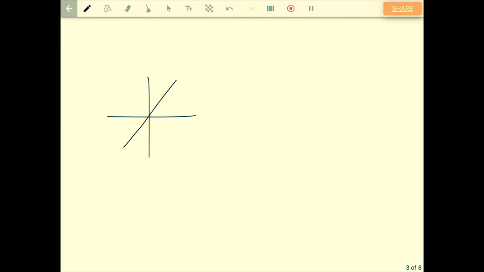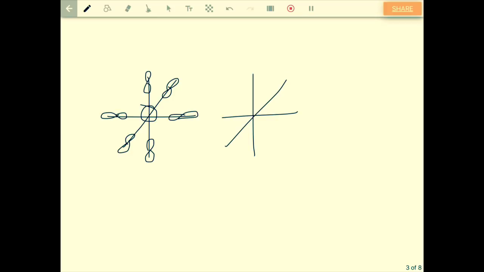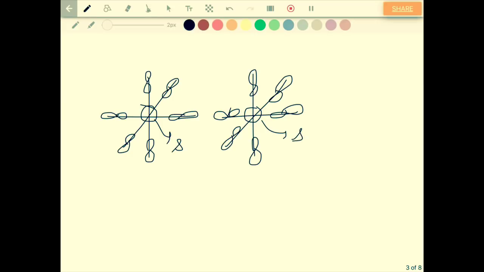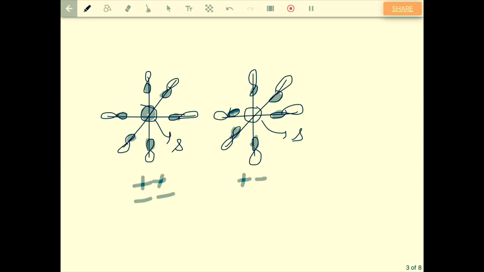So this is the LGO, which is going to overlap with the metal s orbital in two manners: in a positive-positive manner and in a negative-positive manner of overlapping. So we can see these are the s orbital of metal, and how these combine with this metal orbital. This combination is of plus-plus and minus-minus type, and this combination is a type of plus-minus or minus-plus overlapping.